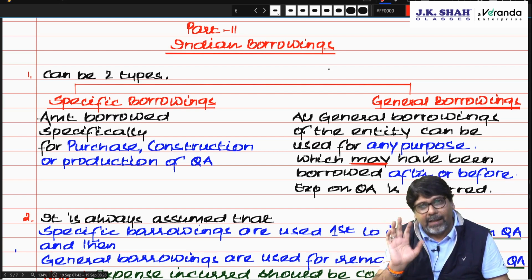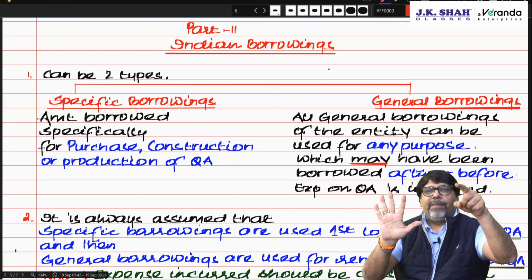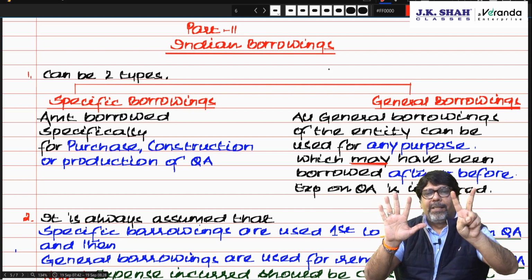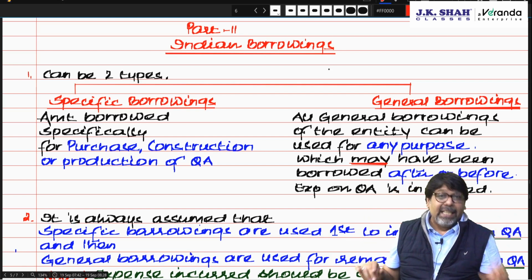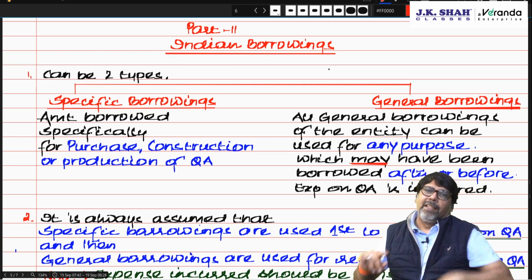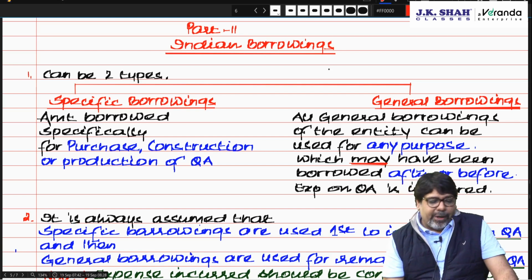So the fundamental is that if you had taken a loan from India, it would be 5 rupees interest. Since you have taken a loan from abroad, it is 2 rupees interest. So how much extra can I allow you to capitalize? 3 rupees out of your forex loss. This 3 rupees can be reversed if there is a forex gain in future. Correct? Indian borrowings can be of two types.